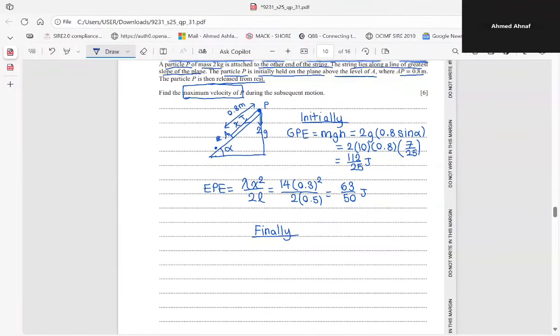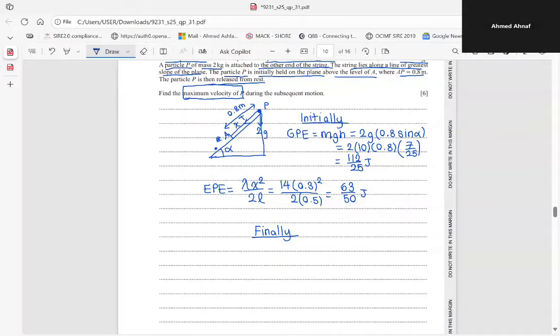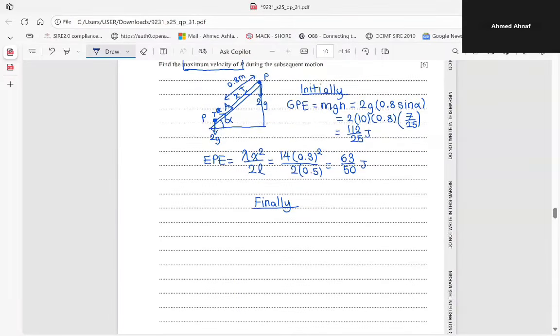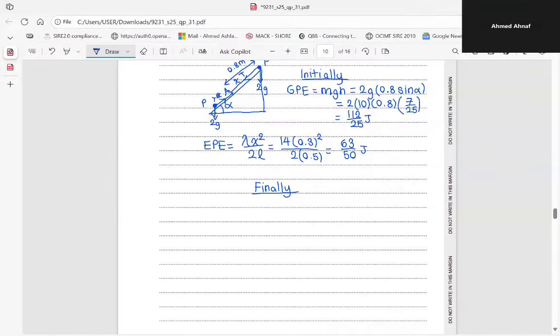So what we can do is to minimize the GPE instead, and hence we're going to assume that P is going to be below A for this. So that means then tension would be acting here, and then P's weight is going to be here. So this is T, and then this is 2g. All right, so by equating the horizontal component of 2g, which is 2g sine alpha, to T, we can find T.